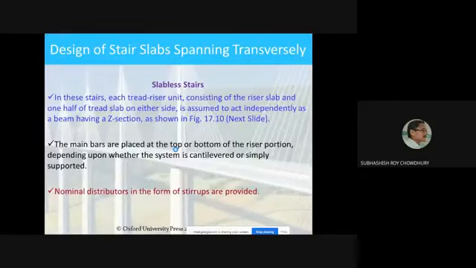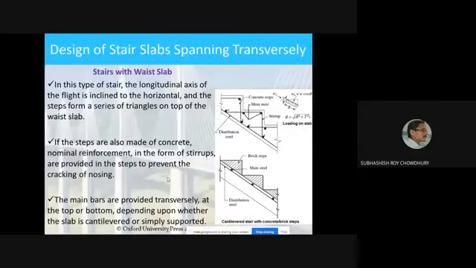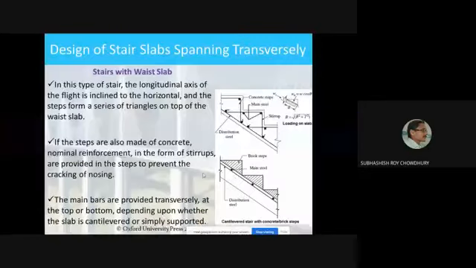So slabless stair, that also I am not discussing at this moment. This is the slabless stair. Already I have told you this will be forming a folded plate. So that will be basically the riser and tread as well as the main structural component of the stair. And regarding the stair slab spanning transversely, I have given you the idea, but not entering into the actual design calculation.